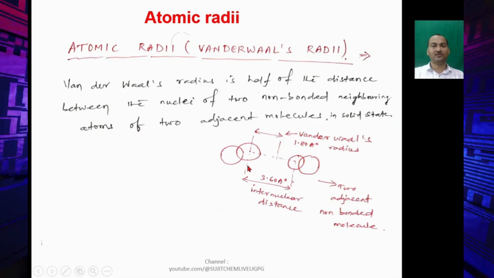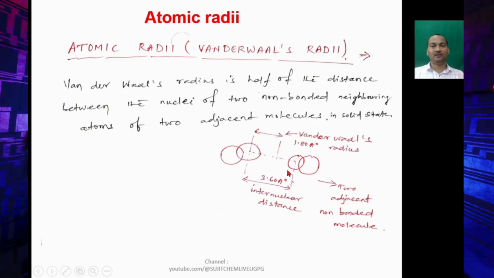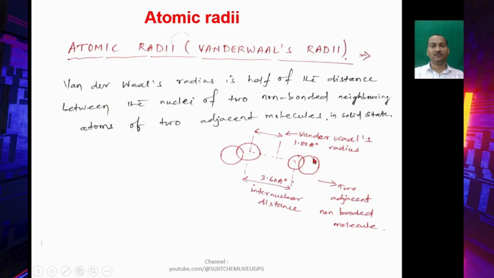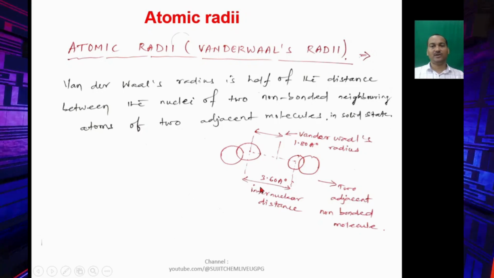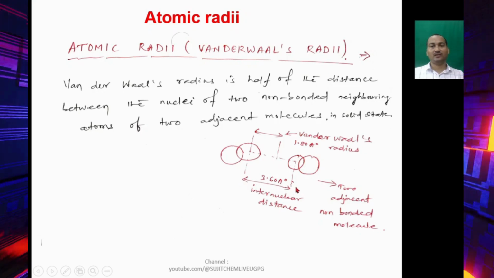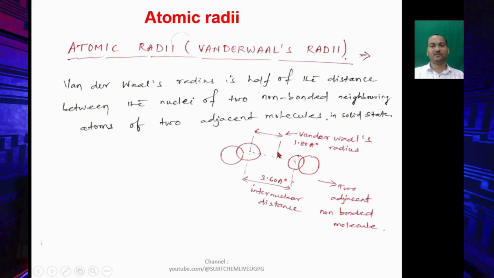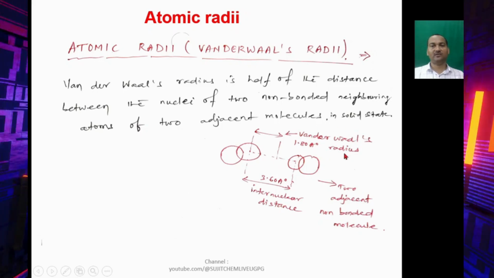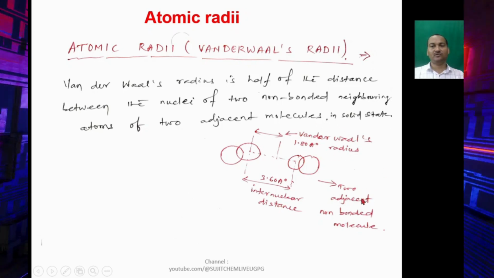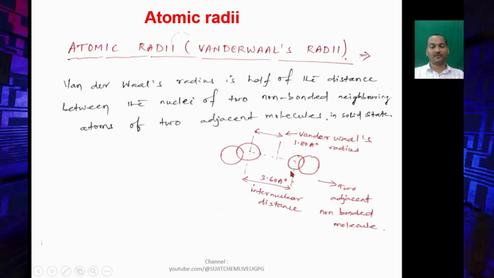So this is one molecule and this is another molecule, and this is the internuclear distance between these two molecules. If the distance is 3.60 angstrom, then half of the distance is 1.80 angstrom. That is called the van der Waals radius, for two adjacent non-bonded molecules.